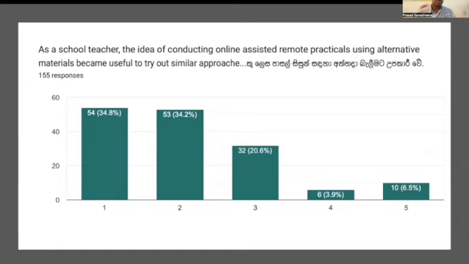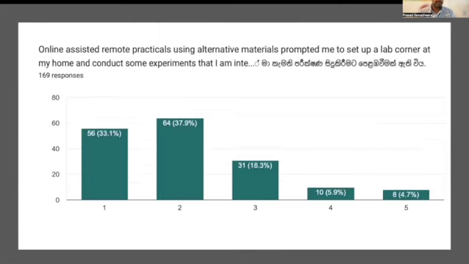Idea how they could develop the background to do this type of experiments even at the school curriculum level. So the online assisted remote practical using alternative methods prompted me to set up a lab corner at my home and conduct some experiments that I am interested in. Yes, you can see this is a very good habit that we are developing. So they are now extending it in such a manner, maintaining it as a lab corner as well.